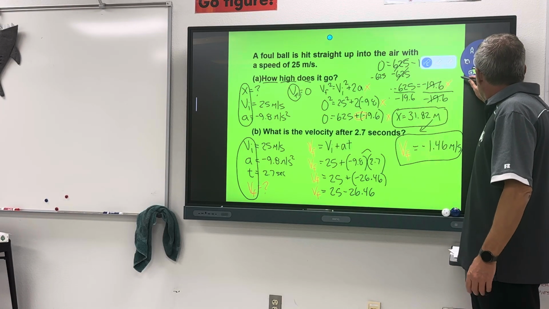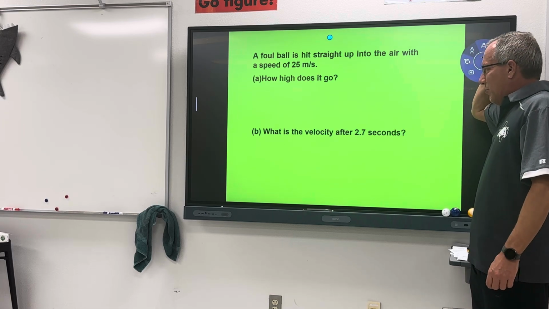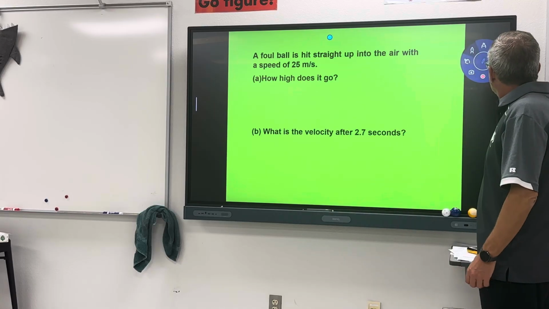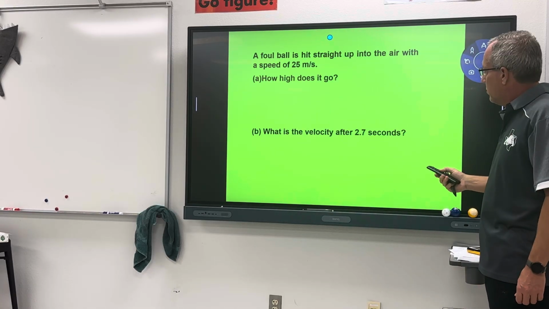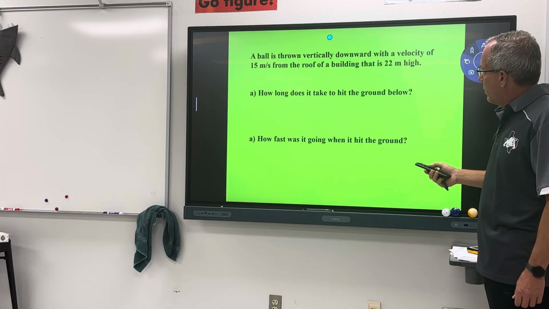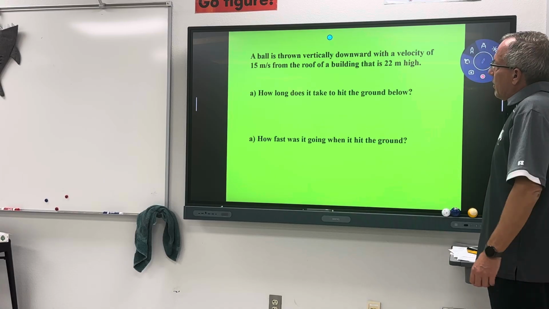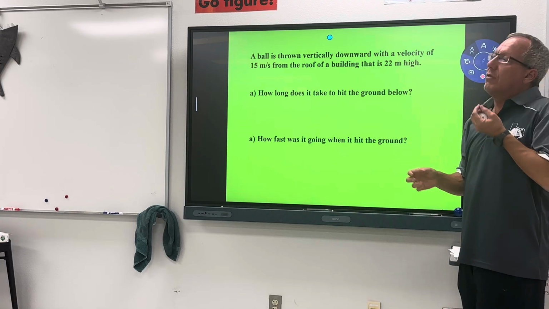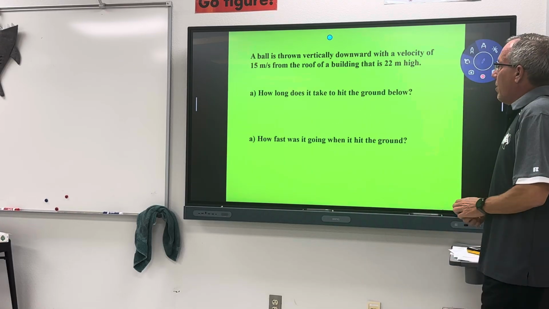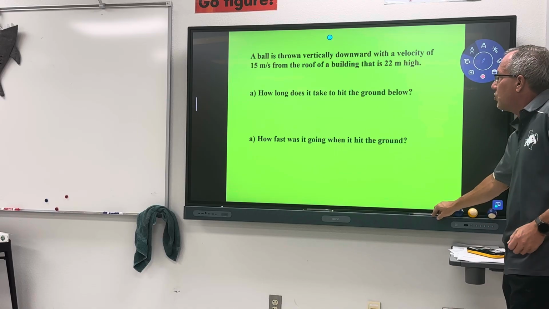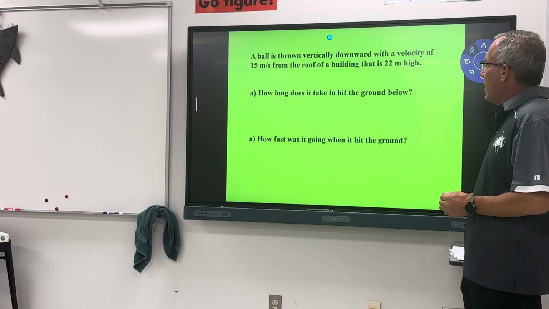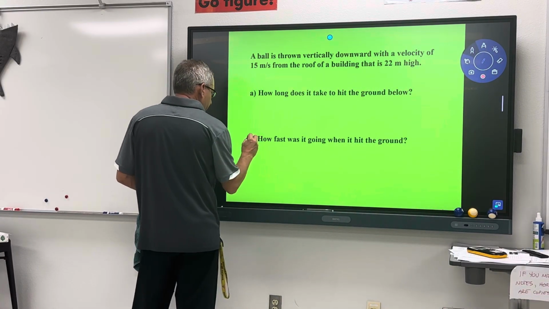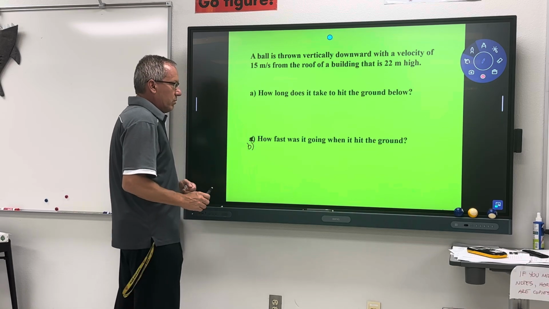The third example, all right? This one's kind of odd. I should have meant to kind of swap these. The last one, yeah. A ball is thrown, so the first example dropped from rest, second example tossed up. This one is being thrown vertically downward. A ball is thrown vertically downward with a velocity of 15 meters per second from the roof of a building that is 22 meters high. A, how long does it take to hit the ground below? This should say B. How fast was it going when it hit the ground?